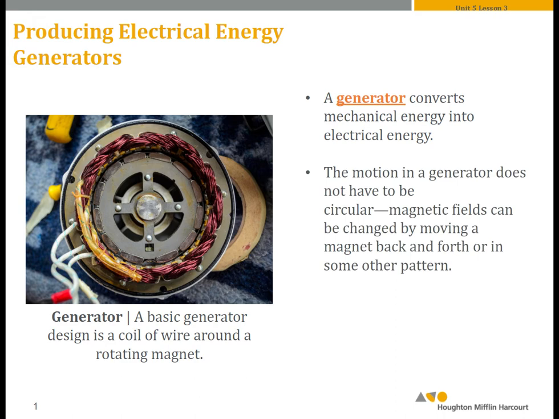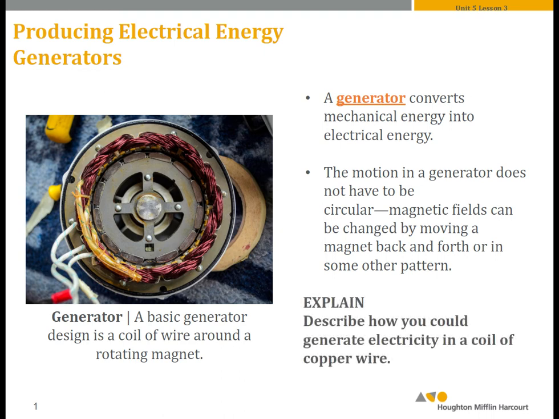The motion in a generator doesn't have to be circular, as we saw in Faraday's initial experiments. You really only need a changing magnetic field. So you can have a magnetic field that moves back and forth, for example, a bar magnet moving in and out of a coil of wire, or you can have an electromagnet that is turned on or off. Of course, an electromagnet is not an efficient way to produce electricity because it takes electricity to run an electromagnet. So there are different ways that you could generate electricity in a coil of copper wire.